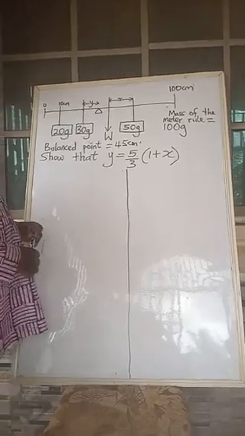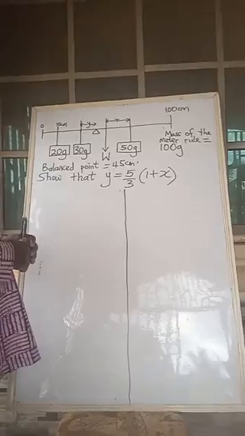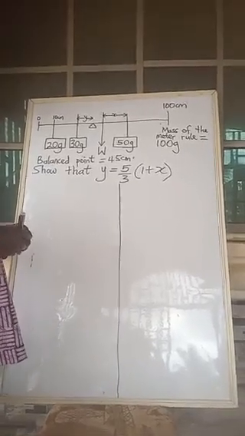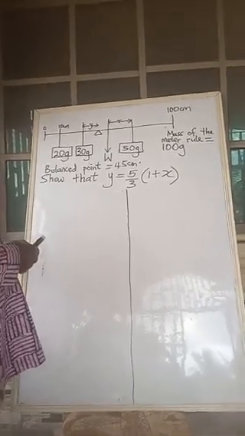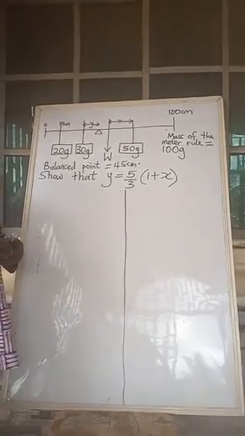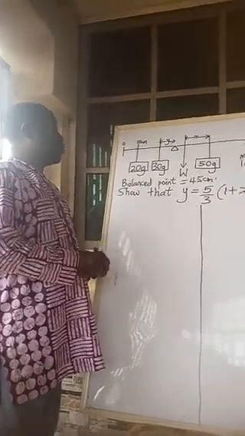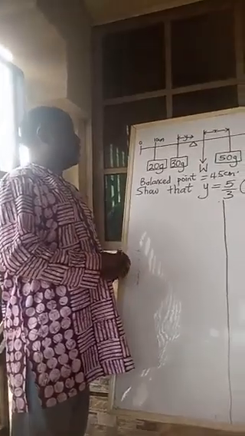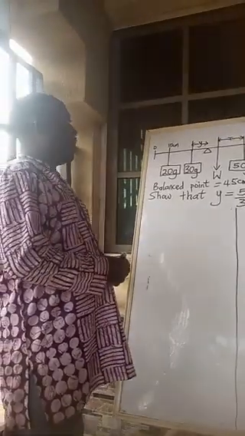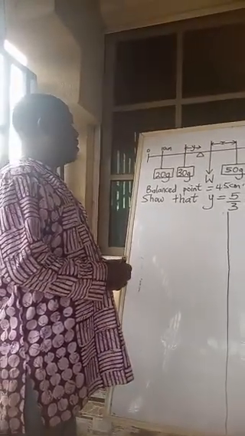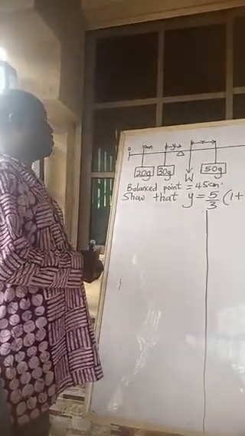This afternoon we shall be solving the question on the board. In order to solve this question, we are going to make use of the principle of moment. So before we start, I want to quickly state the principle of moment. The principle of moment in physics states that the total sum of the clockwise moments is equal to the total sum of anti-clockwise moments. And what do we call moment? Moment simply means the turning effect of a force about a particular point.